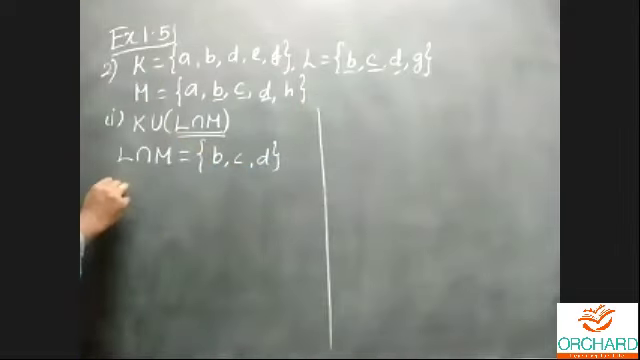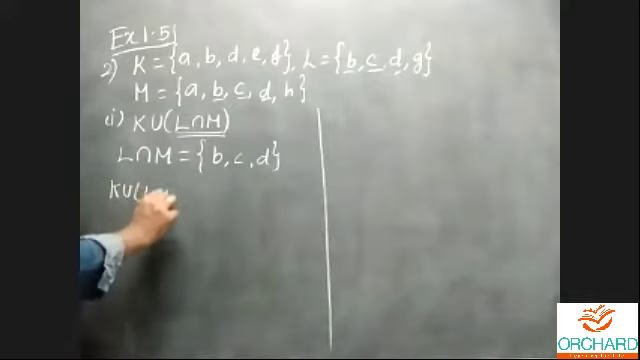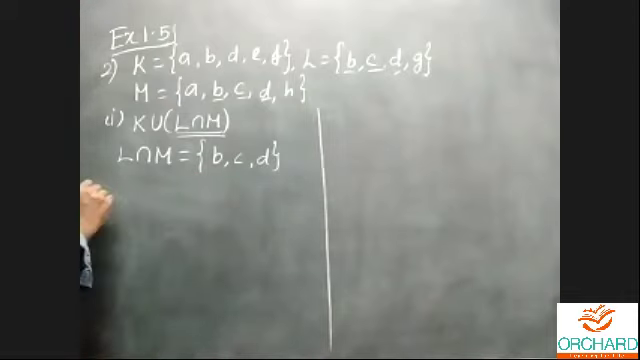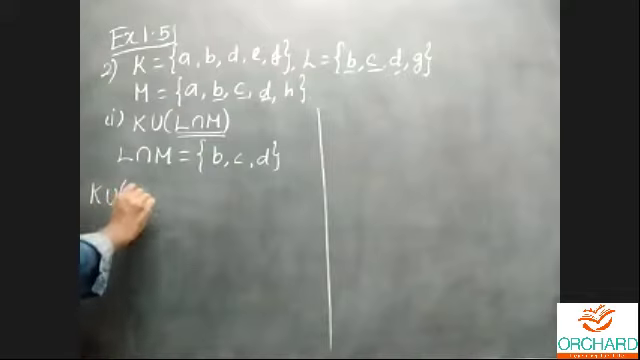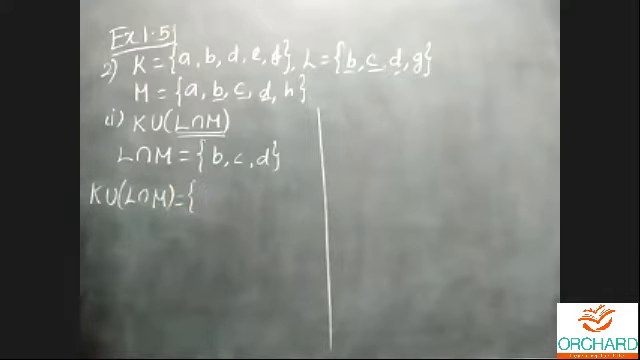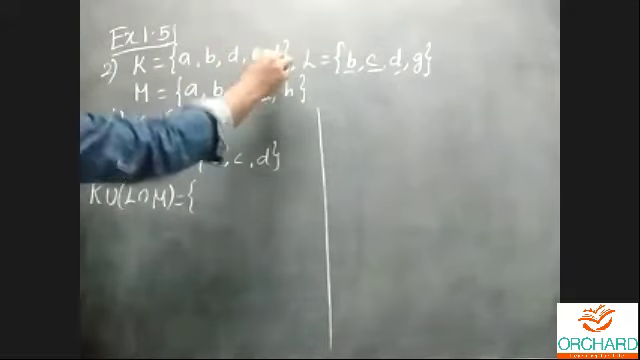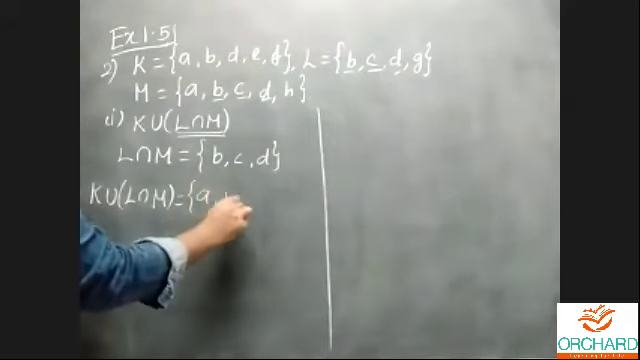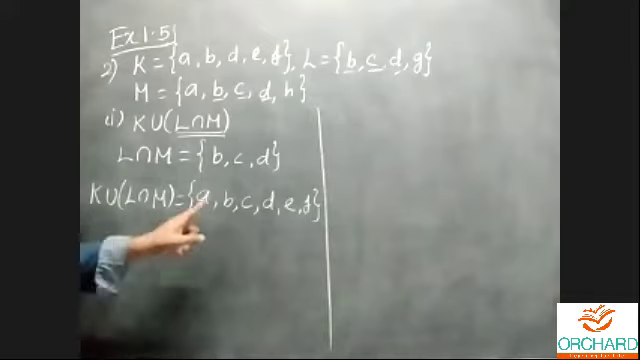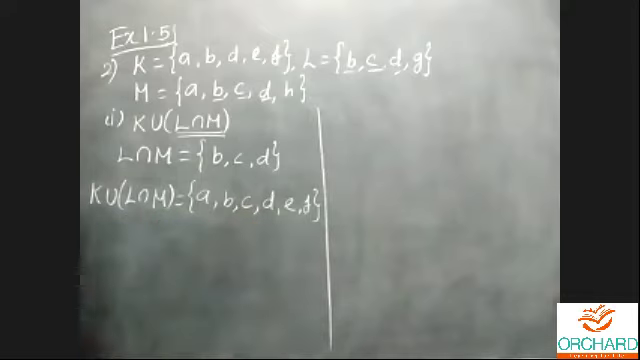Next, K union L intersection M. Now we can join with set K. K union L intersection M is equal to, what are the elements of K? A, B, D, E, F. Arrange in order: A, B, C, D, E, F. That's all. So K union L intersection M is equal to A, B, C, D, E, F. Next, second subdivision.